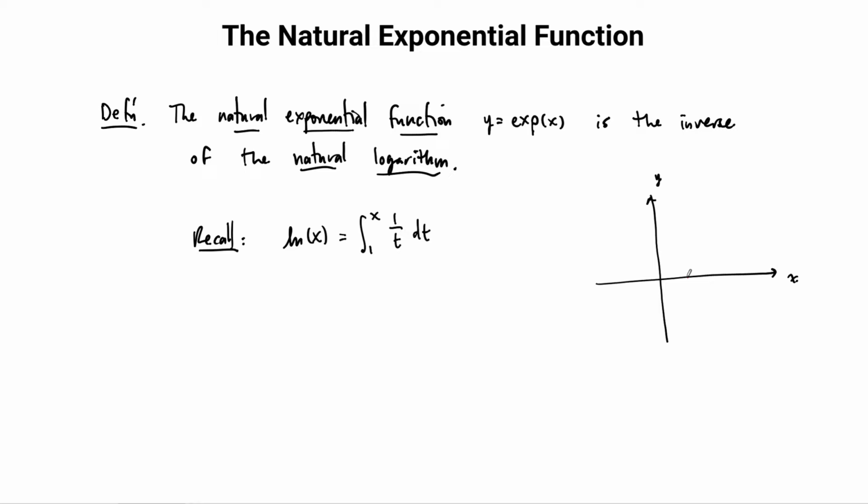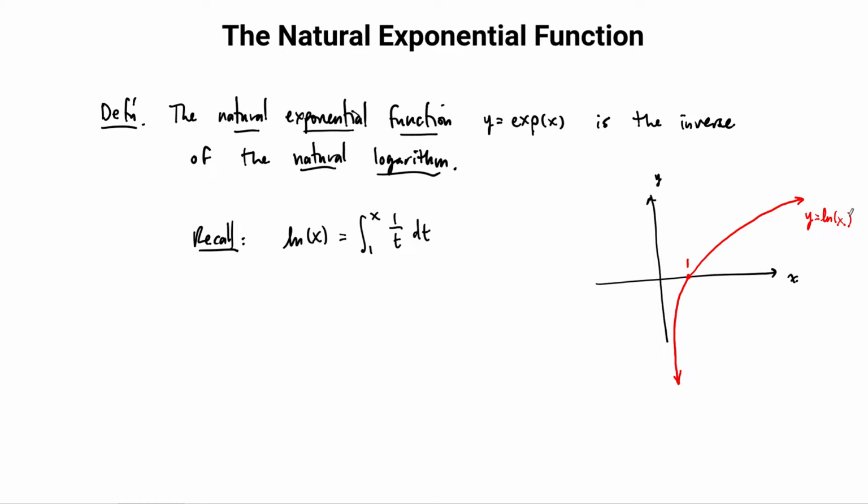And the graph passes through the point 1, because when x equals 1, this integral will be 0. And the graph looks something like this. As I said, a vertical asymptote this way, and it grows, but very slowly grows this way. Okay? Now, this is the graph of the natural log of x.